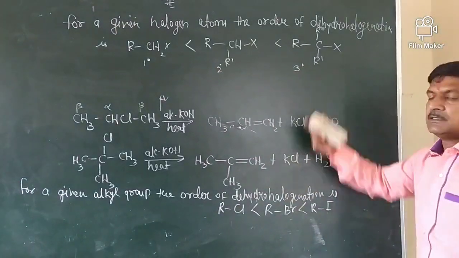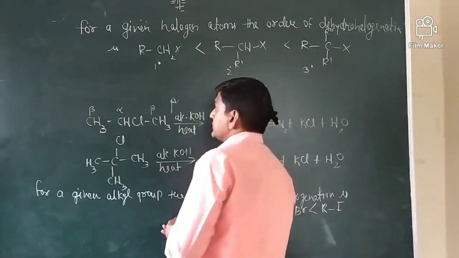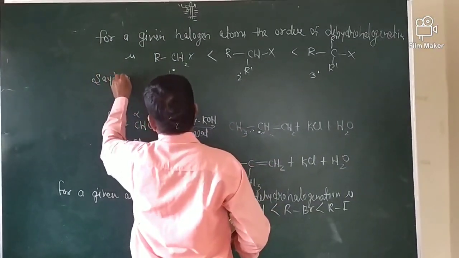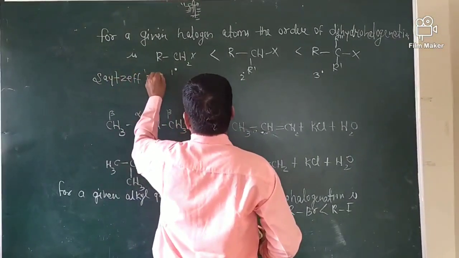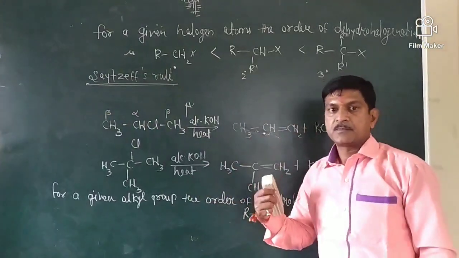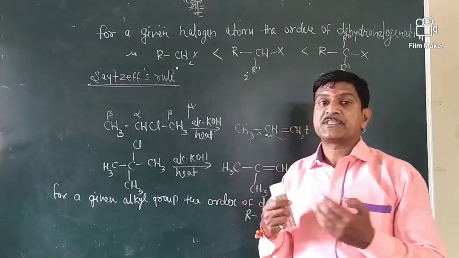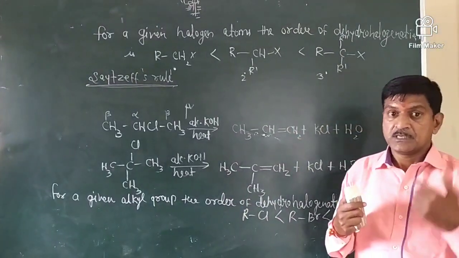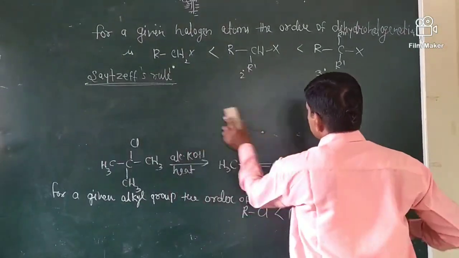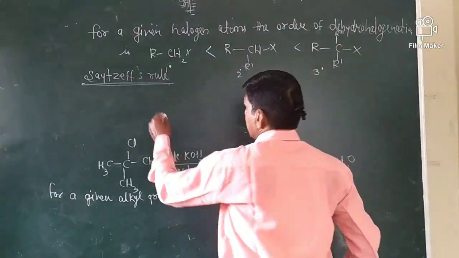This is the beta elimination reaction. So here we will apply one rule, known as Saytzeff's rule. According to this rule, hydrogen atom is eliminated from that beta carbon atom which possesses the least number of hydrogen atoms. I am repeating, the hydrogen will be eliminated from that carbon atom where you have the least number of hydrogen atoms.